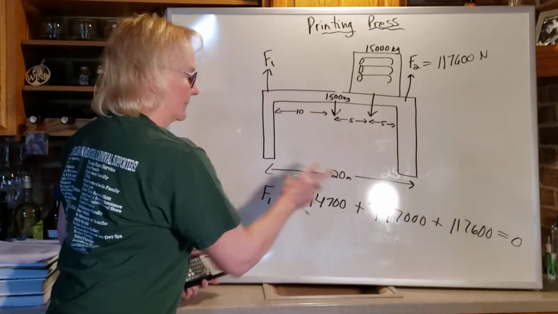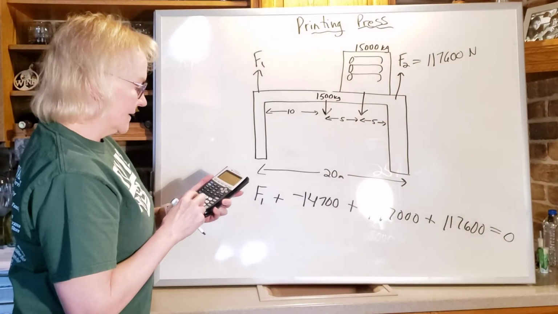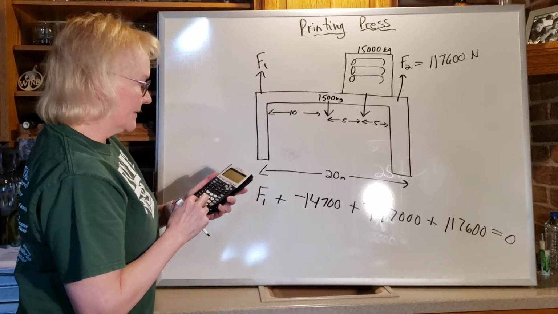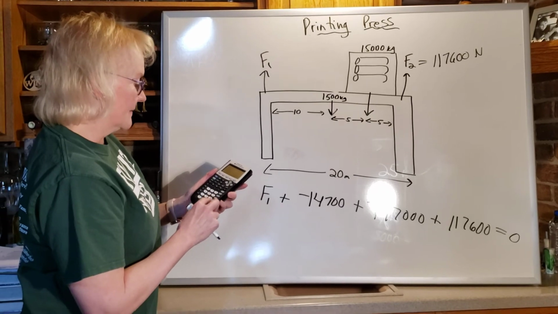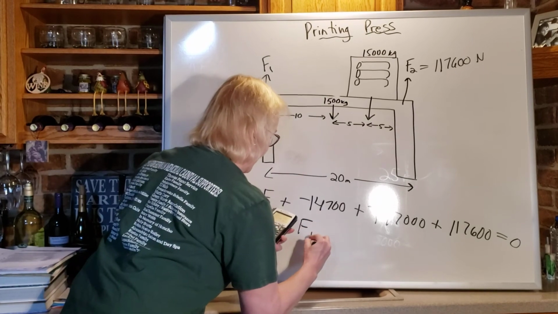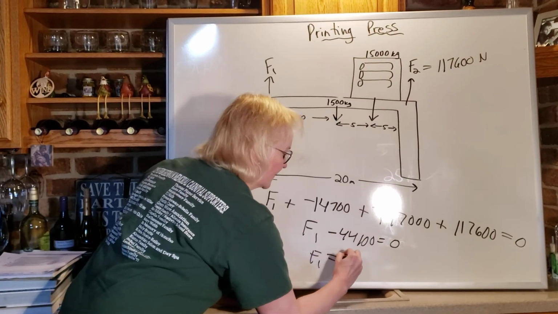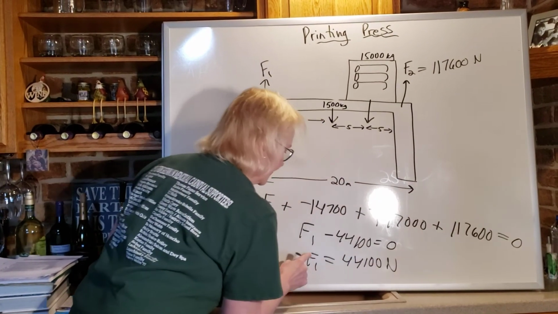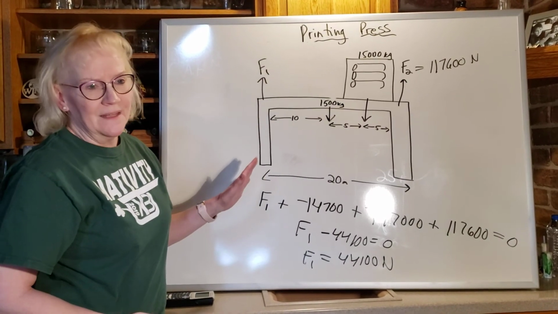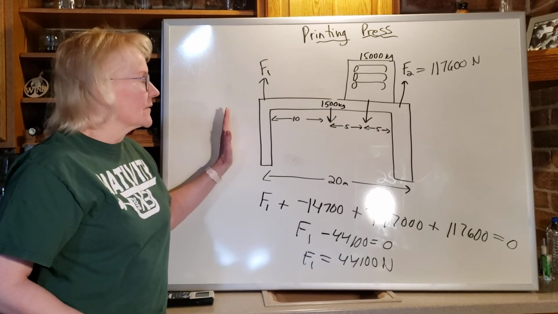So let's just solve for F1. I've got 117,600 minus 147,000, and then minus 14,700. I've got F1 minus 44,100 equals 0. F1 equals 44,100 newtons. Most of your problems in this chapter will be like this one. You'll have bridges with trucks on them, but you can always come back to this example. So this is the printing press.